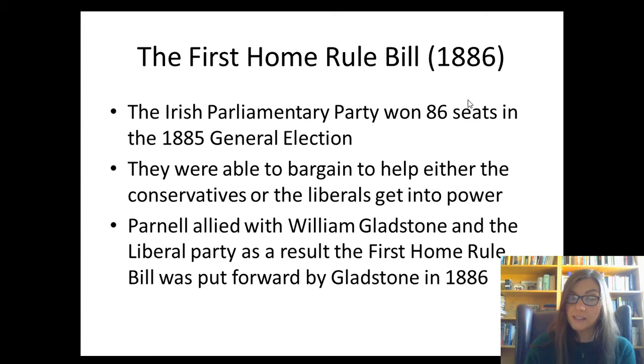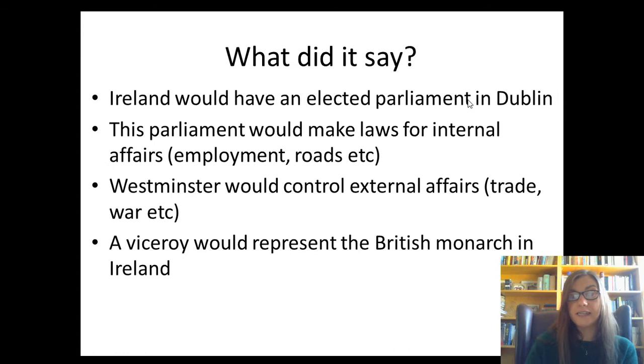So it was William Gladstone and the Liberal Party who Parnell allied with, because Gladstone agreed to introduce the first Home Rule bill, which was in 1886. And the Home Rule Bill of 1886 stated that Ireland would have an elected parliament in Dublin that would look after internal affairs, employment, roads, schools, healthcare, things like that. Whereas Westminster would control external affairs, trade, war, conflict, things like that.